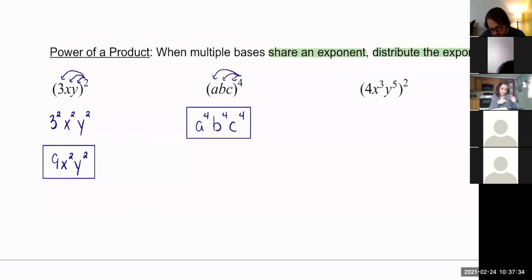All right, what about this third one? A little bit different. How many bases do you see inside the parentheses? 3. What's different about some of these bases? They're not the same, because you have X to the third power and Y to the fifth power. So some of them have exponents other than 1, because so far, all the other exponents inside the parentheses have been 1s, which have been hiding.